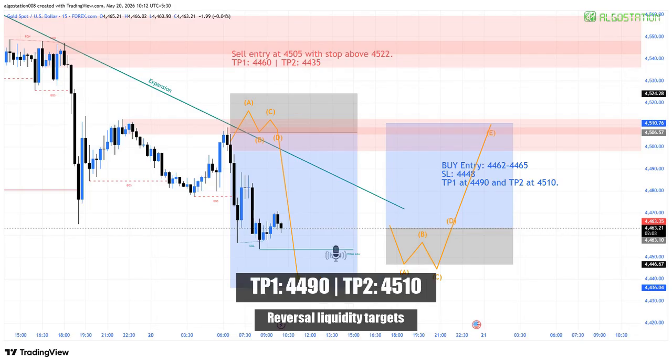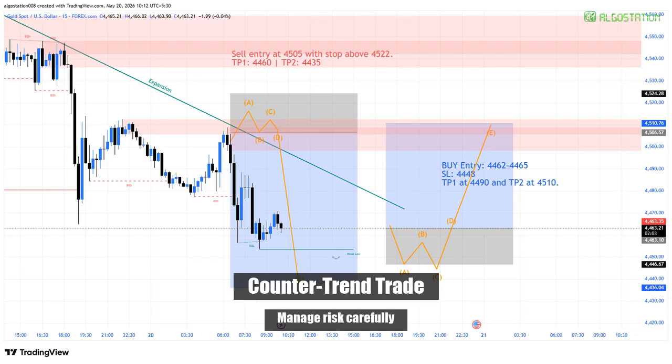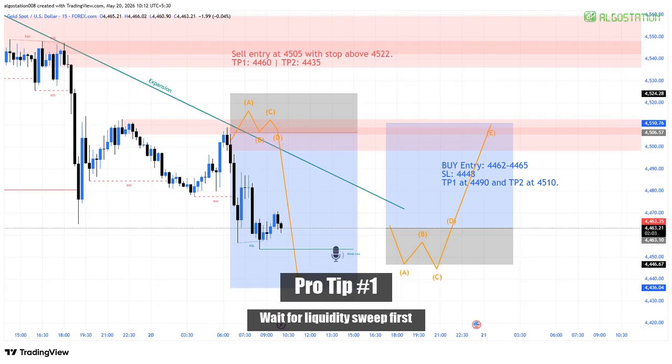The first bullish target sits near 4,490, where short-term liquidity rests. The extended target is the lower time frame supply zone near 4,510. But remember, this is a counter trend setup against the higher time frame bearish structure. That means confirmation and disciplined risk management become critical. Professional traders never enter before liquidity is taken. Patience around liquidity sweeps separates disciplined execution from emotional gambling.